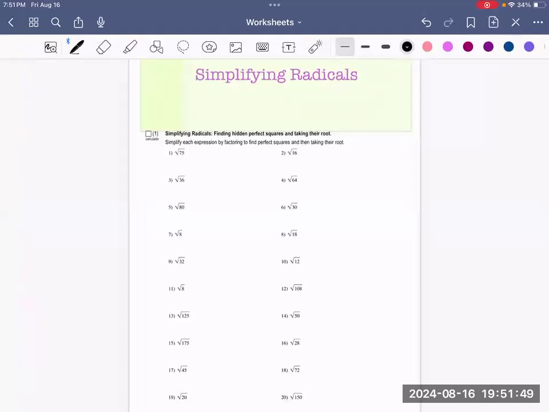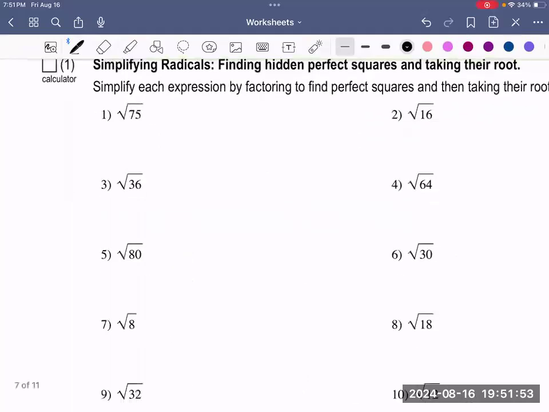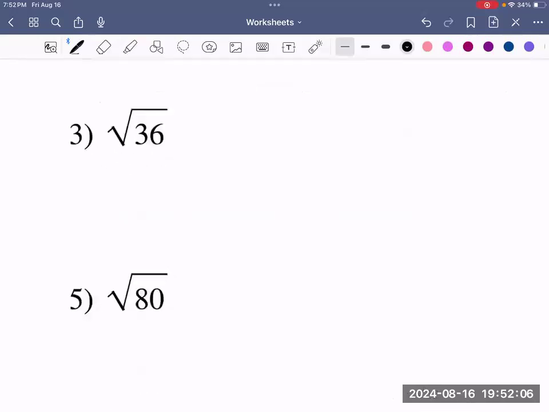In this video, we're just going to be simplifying radicals that are not perfect squares. Some of them might be a perfect square just to kind of get us started, like number 3. Now I'm going to be doing the odd numbers, and then you can practice the even numbers on the other side. So let's try number 3 to begin.